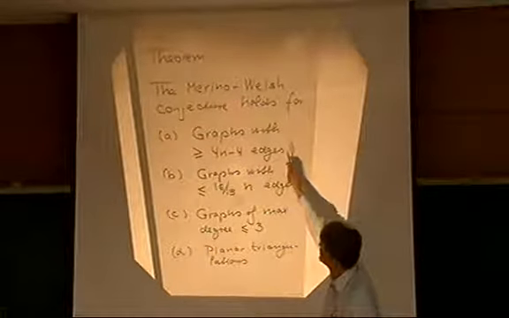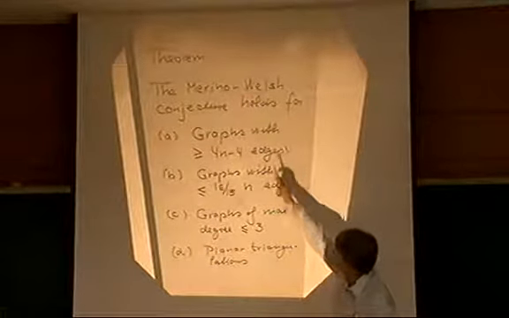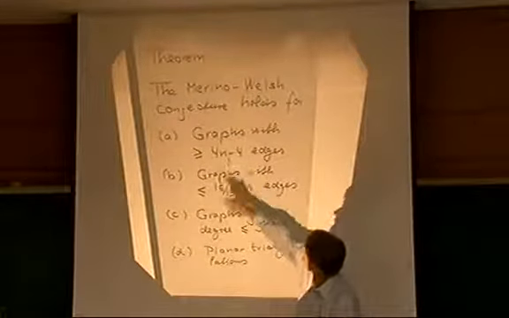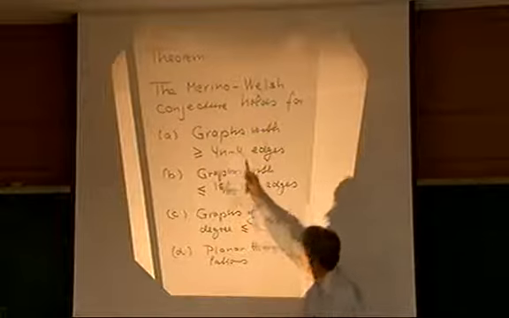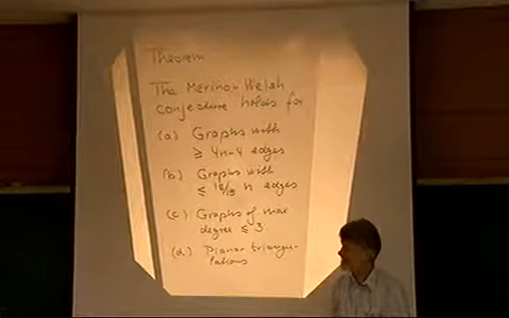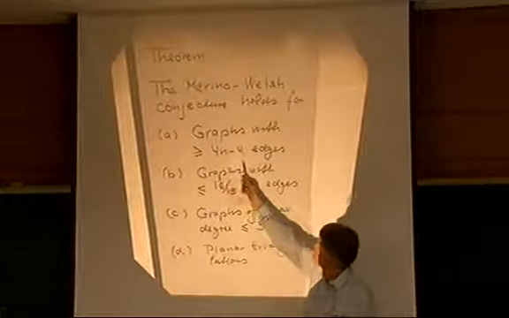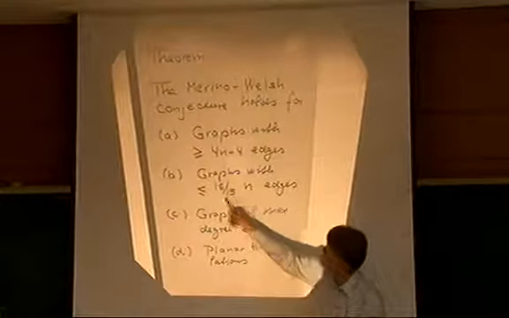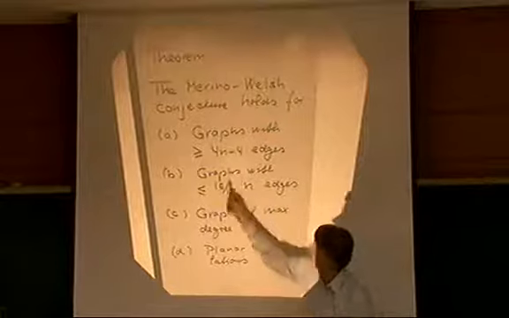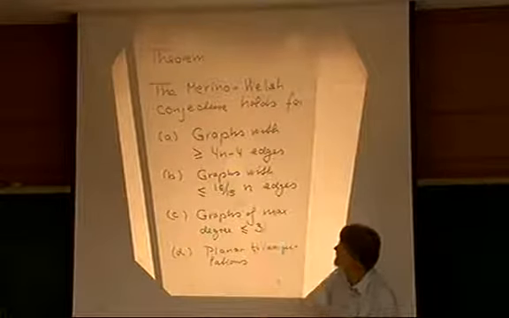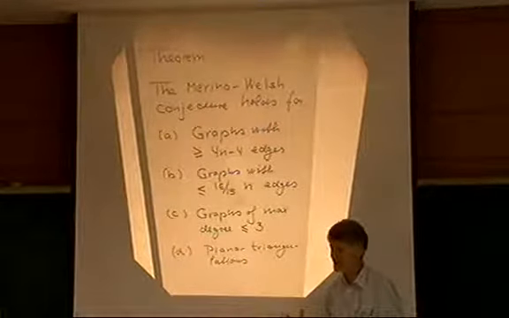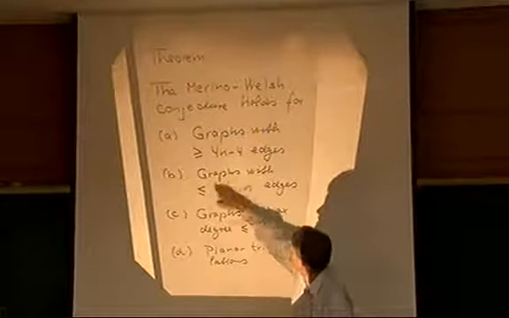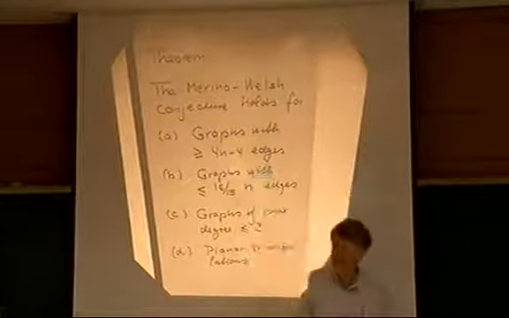I have proved it for graphs whose number of edges is at least 4n minus 4. So n is the number of vertices. If you have a dense graph, and it does not need to be very dense, the number of edges should just be bigger than this, then it's true. And then I have also proved it for graphs whose number of edges is at most this. So this means it's almost proved. The only thing that remains are graphs whose number of edges is between this number and that number.